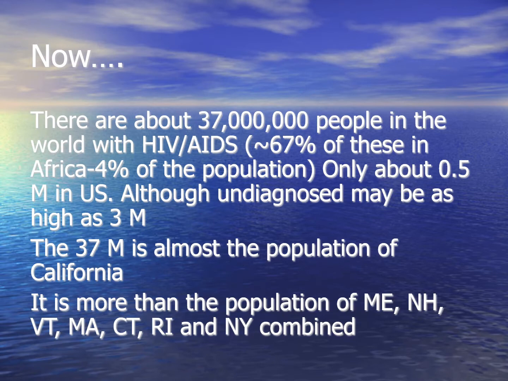So currently there's about 37 million people in the United States with HIV and AIDS. About 67% of these people are in Africa, which represents about 4% of the population of Africa. It's about 500,000 people in the US that are diagnosed, maybe a lot of others that are undiagnosed, but we definitely have provided pretty good control for many of those folks. 37 million is almost the population of California. California is just slightly more than that. It's been growing. And it's just a little bit more than the population of Maine, New Hampshire, Vermont, Massachusetts, Connecticut, Rhode Island, and New York combined.